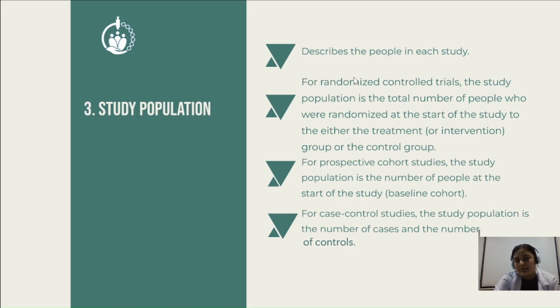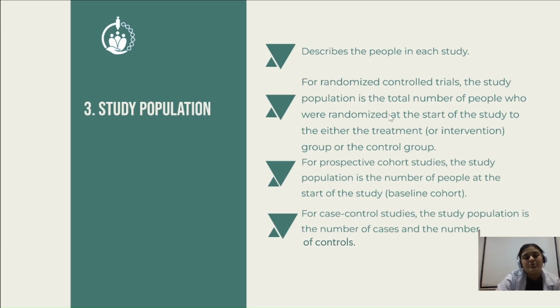For randomized control trials, the study population is the total number of people who were randomized at the start of the study to either the treatment group or the control group. So again, randomized control trials have two groups. At the beginning of the study, there would be a total number of population, and if it was a double-blinded study or a randomized study, the participants would be divided into two groups. We would be having one population being the treatment or intervention group and the other population being the control group.